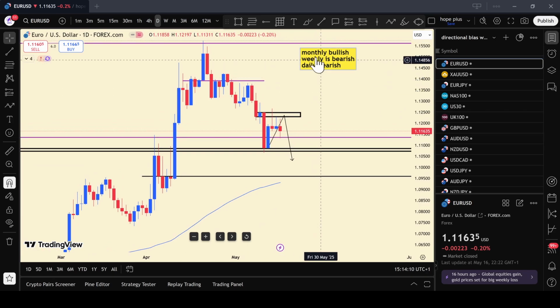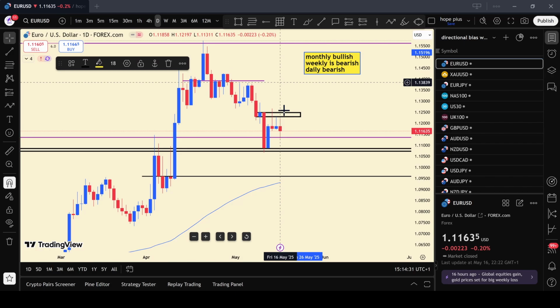All right, as you can see here, I wrote the monthly is bullish, weekly is bearish, then daily is bearish. Immediately price came in, you can see we are trading to the downside. Let's see if anything has changed, all right, from our previous analysis.